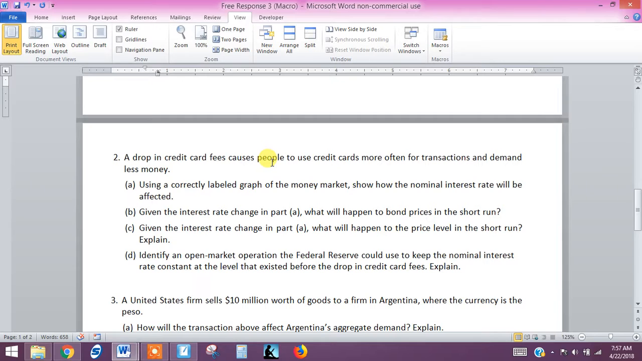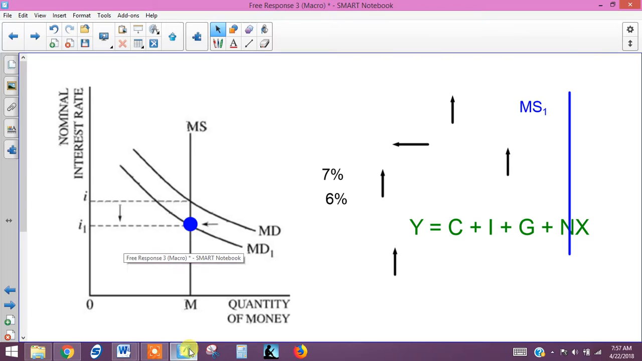Part B, given the interest rate change, what happens to bond prices in the short run? Well, I'm going to take a little bit of time to explain this. The short answer is there's an inverse relationship between the overall interest rate in the economy and bond prices. When one goes up, the other one goes down. When interest rate goes down, the bond prices go up. But I want you to bear with me here and understand a little bit more about why that is.